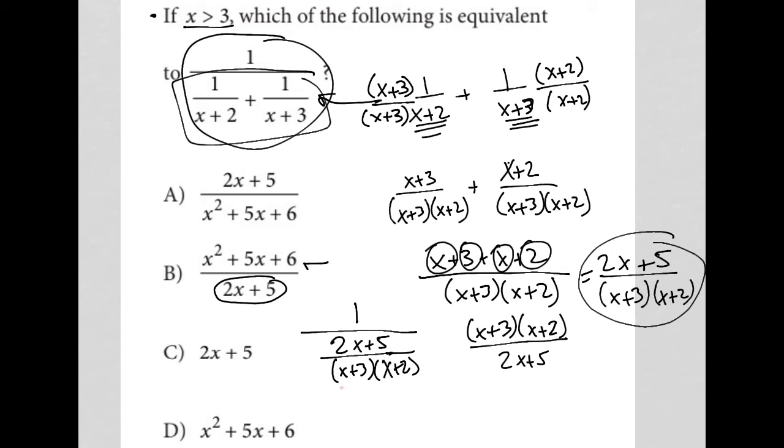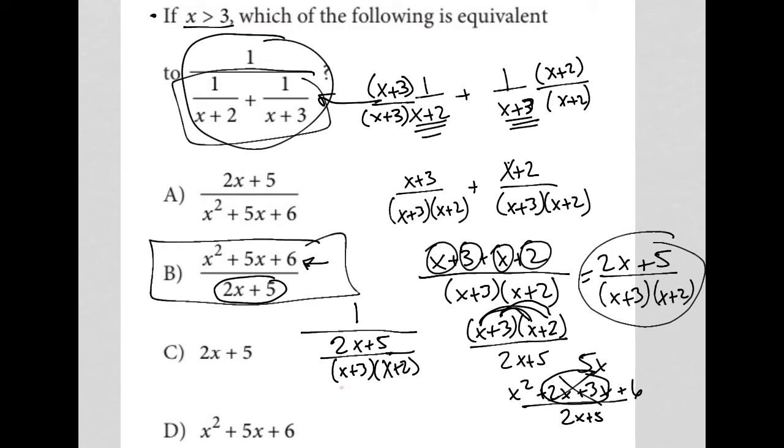And it just looks like I need to simplify or expand the binomials to get my x squared plus 5x plus 6. Let's just confirm that that's the case. X times x is x squared. X times 2 is 2x. 3 times x is 3x. And 3 times 2 is positive 6, and that does in fact look exactly like I want because 2x plus 3x becomes 5x, right? So for sure choice B is the correct answer.